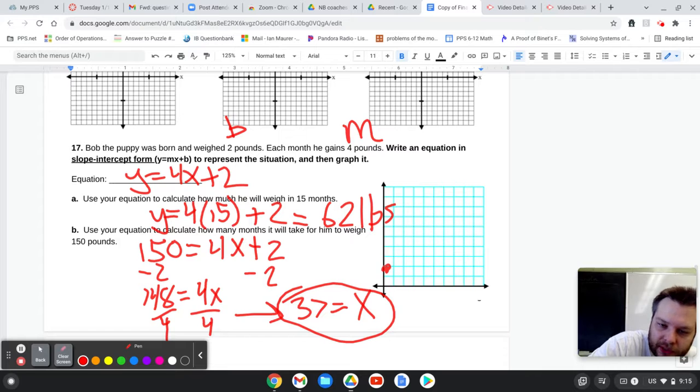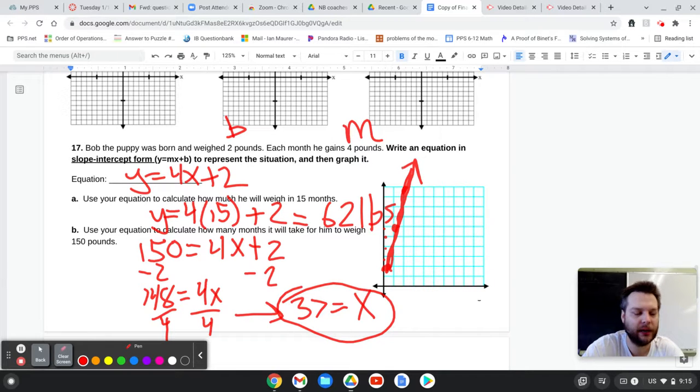He weighs 2 pounds. Then he weighs 3, 4, 5, 6 pounds. Then he weighs 10 pounds. There's Bob. We have no reason in this word problem to know when he stops gaining weight, so I'm just going to put an arrow on the end, and that is the end of Unit 3.